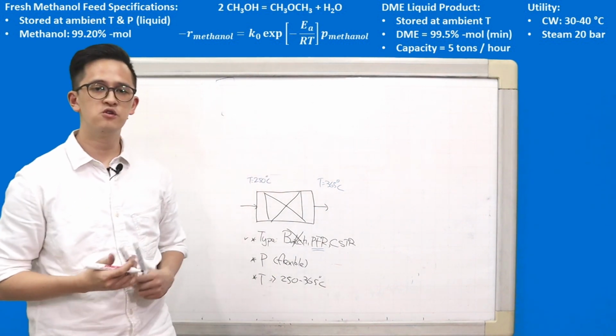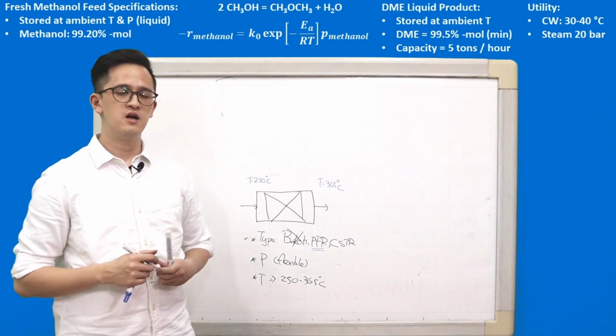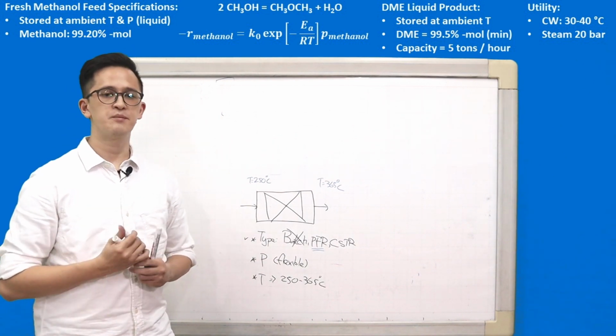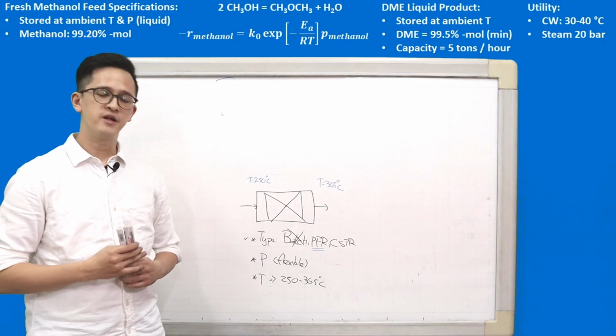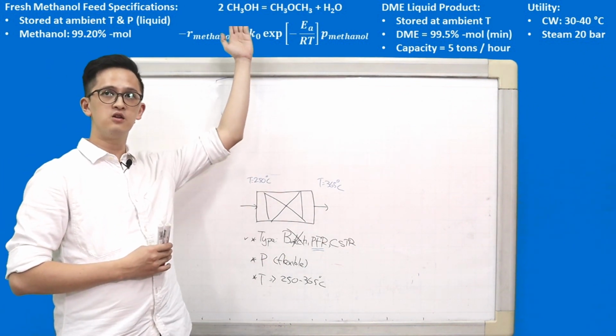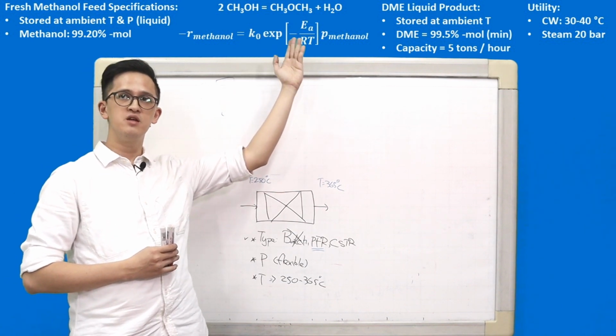Okay, let's move on to the next layer in the onion chart, which is the separation process. You have to imagine that we're working with three components over here. We have the methanol in the feed part, we have the DME, and the water.